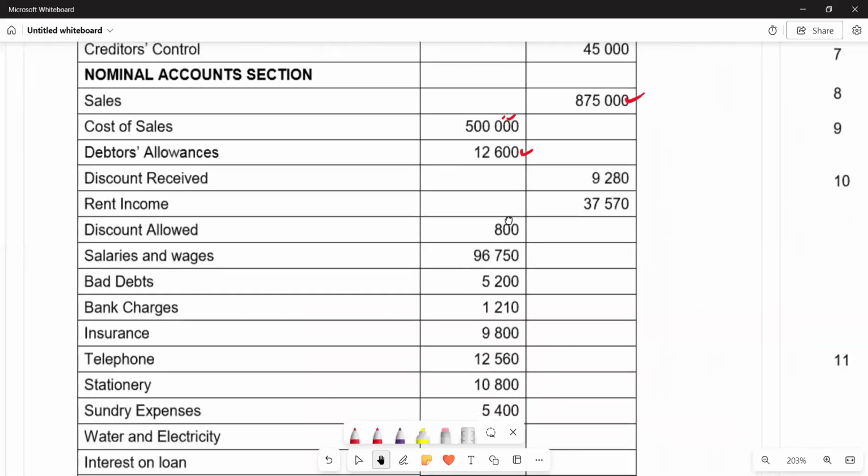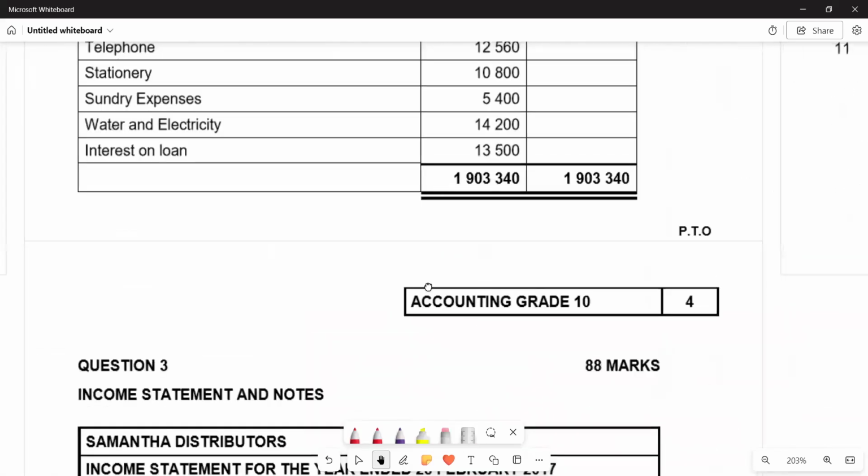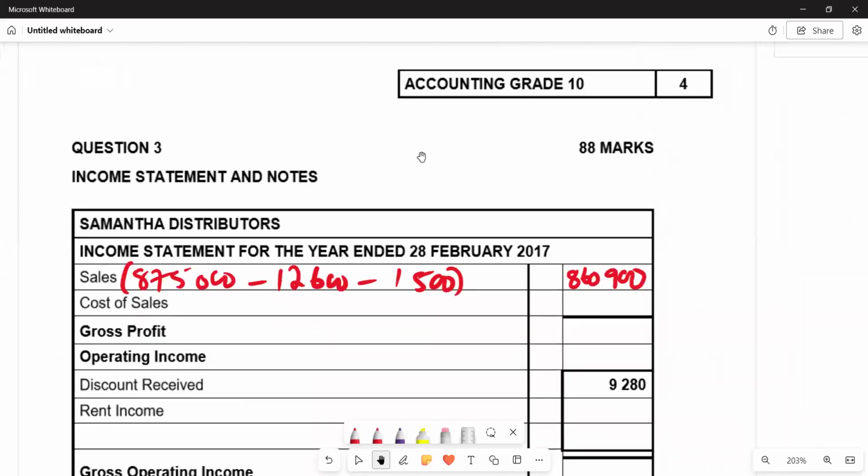So go to the answer section. We are saying 500,000 minus 1,200. I will calculate it as such. We are going to get 498,800. Then obviously we subtract. So when you say 860,900 minus 498,800, you get your gross profit of 362,100.